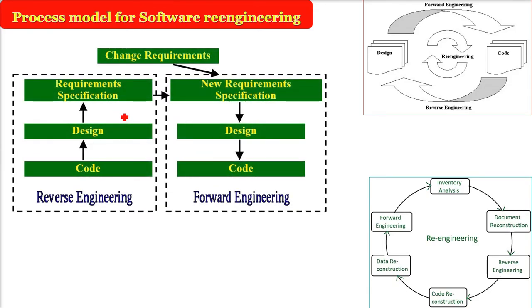Process models for software re-engineering: whenever you have a big project and big proposals to change, you start with the reverse engineering. You already have a code with you, and there can be documents to help you, or there may not be. So you start with the code, go to the design, and then you create the requirement specification. This is called reverse engineering. Now with the requirement specification, you combine it with the change requirements. Now you have a new requirement specification, old plus change. Now you can go ahead with the forward engineering to design and code.